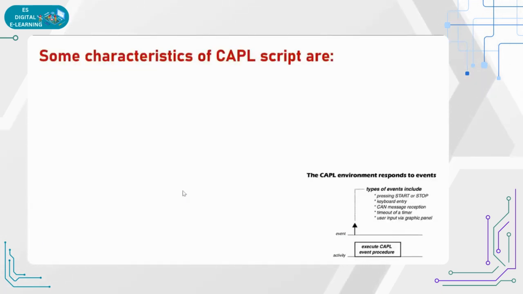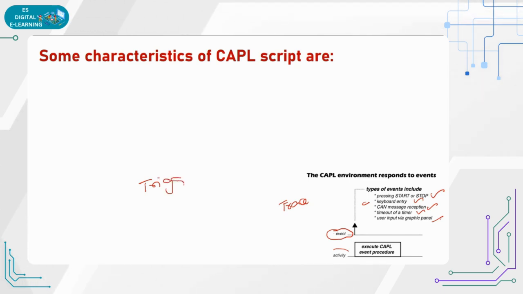Next important are the characteristics of CAPL scripting. As I told you, CAPL is an event procedure language. Whenever you press start or stop, a keyboard entry, a CAN message reception, a timeout, or a user timeout happens, we have practiced all this. When you press start or stop, the message comes in the CAN trace window. Moreover, the keyboard triggering is specifically where you are making the pulses.